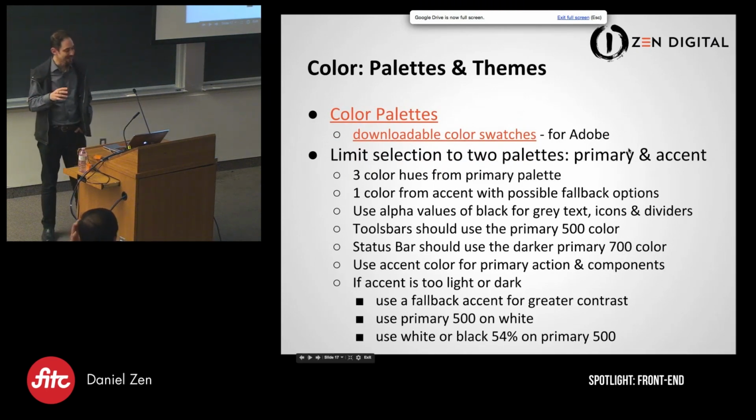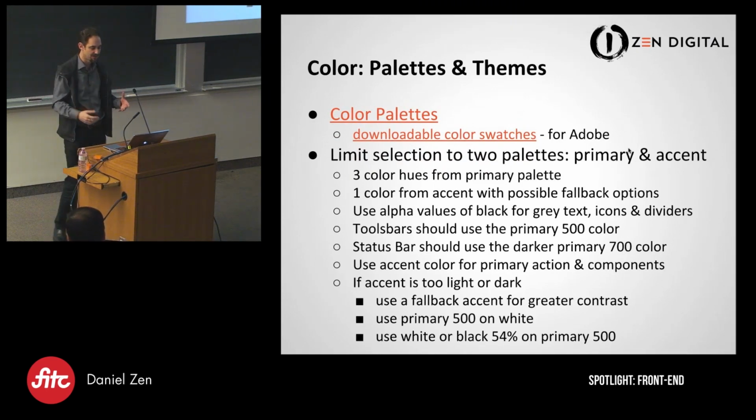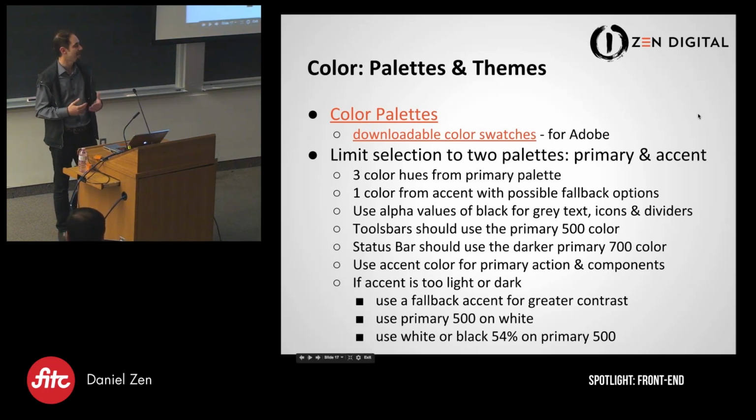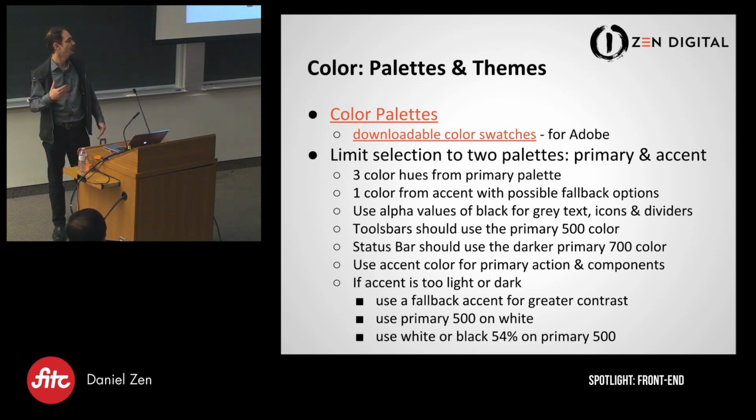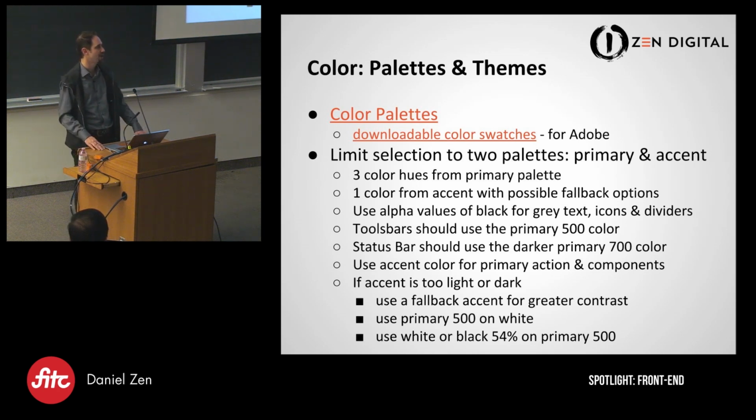So you should limit your selection to 2 palettes, a primary and an accent. 3 color hues from your primary palette and 1 color from the accent, with possible fallback options in order to have proper contrast. Instead of using various levels of black for text, you should always be using black with various alpha levels. This allows text to always be visible on different surfaces. Toolbar should use the primary 500 color. That's one of the colors in the palette. Status bar should be the darker primary 700 color.